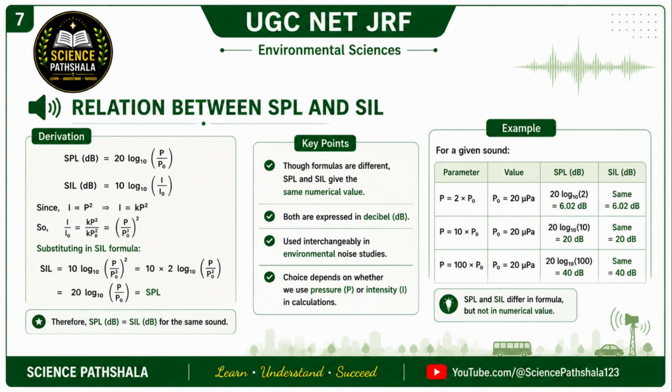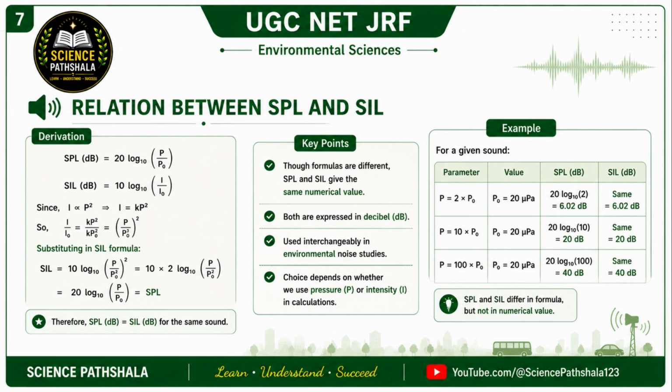Now next is the relationship between SPL and SIL. SPL is related to sound pressure while SIL is related to sound intensity. We note that sound intensity is proportional to pressure squared. Because of this relation, SPL formula contains 20 log while SIL formula contains 10 log. This is one of the most important conceptual differences asked in examinations. Students often confuse why 20 log is used in SPL and why 10 log is used in SIL. So always remember, pressure relation gives 20 log and intensity relation gives 10 log. This concept is extremely important for numerical solving.